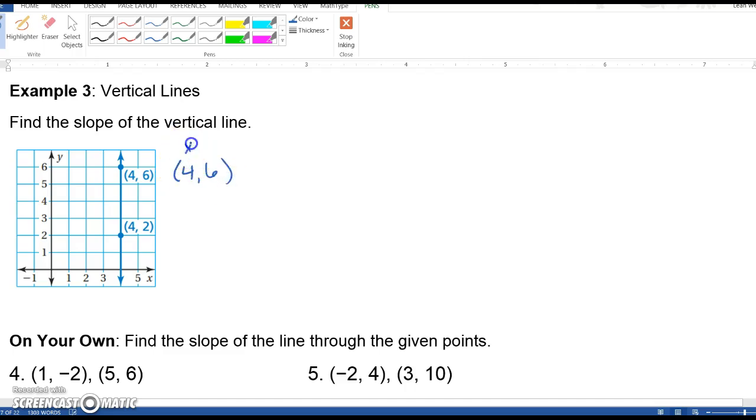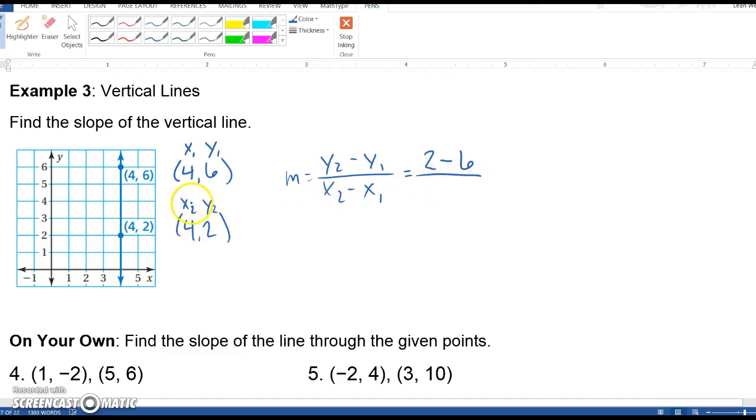Let's call it the x sub 1 and the y sub 1. And the 4, 2, let's call it the x sub 2 and the y sub 2. Write the equation, please. y2 minus y1 over x2 minus x1 equals. Use the formula. Y sub 2 right here is 2. The formula has a minus. Put a minus.